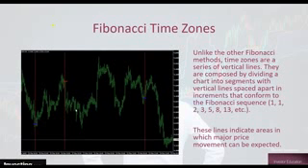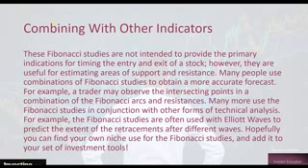Unlike the other Fibonacci methods, time zones are a series of vertical lines. They are composed by dividing a chart into segments with vertical lines spaced apart in increments that follow the Fibonacci sequence: 1, 2, 3, 5, and 13. These lines indicate areas in which major price movements can be expected. Now, these Fibonacci studies are not intended to provide the primary indication for timing the entry and exit of a stock or an asset. However, they are useful for estimating areas of support and resistance.